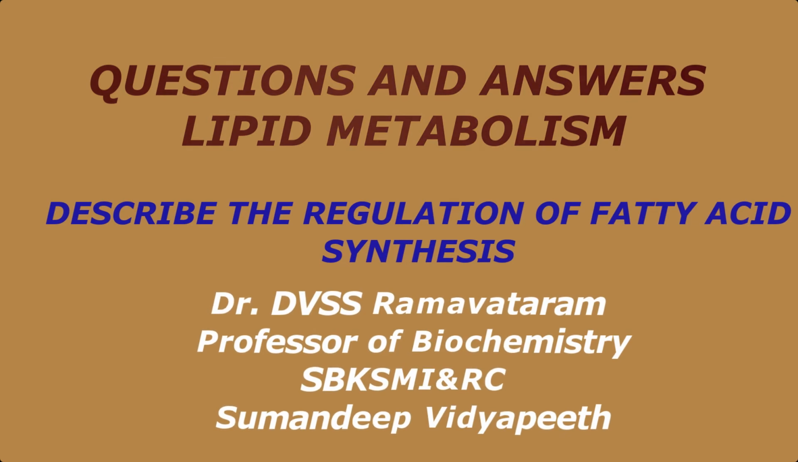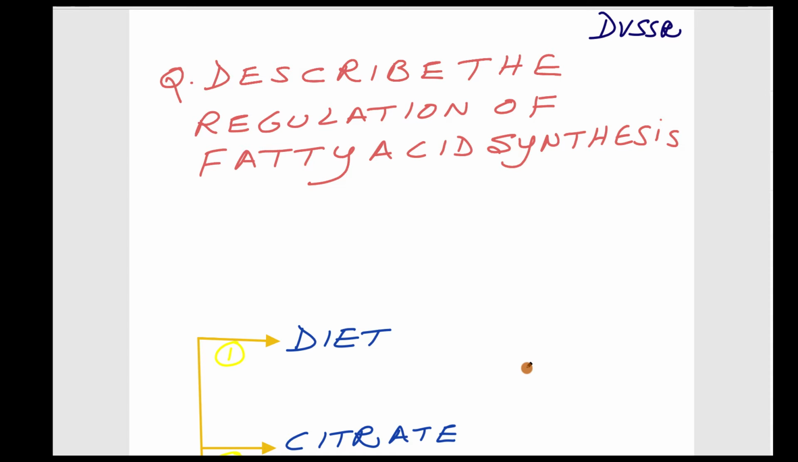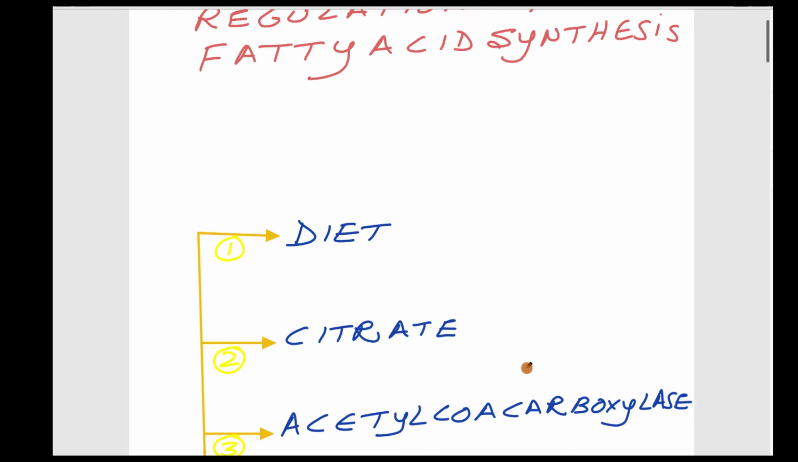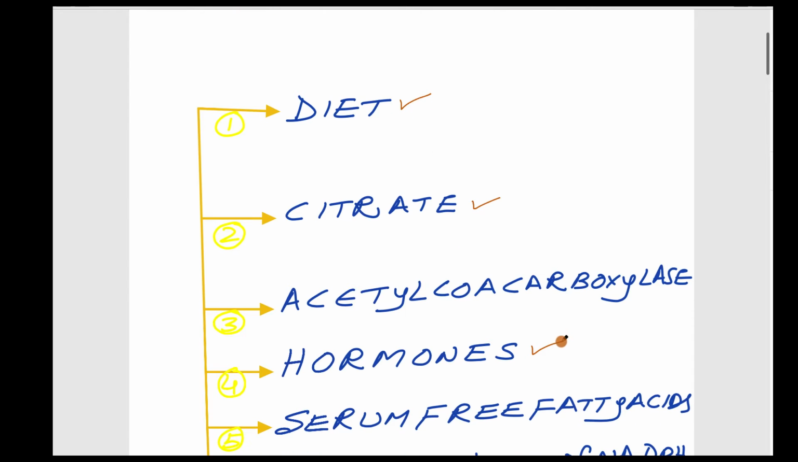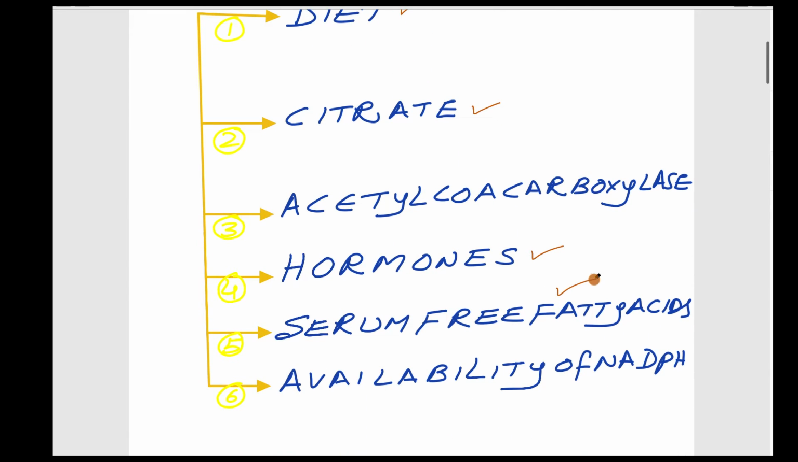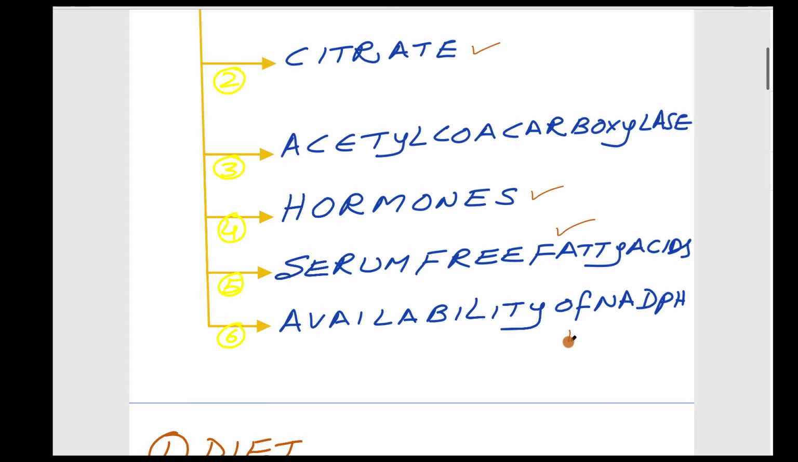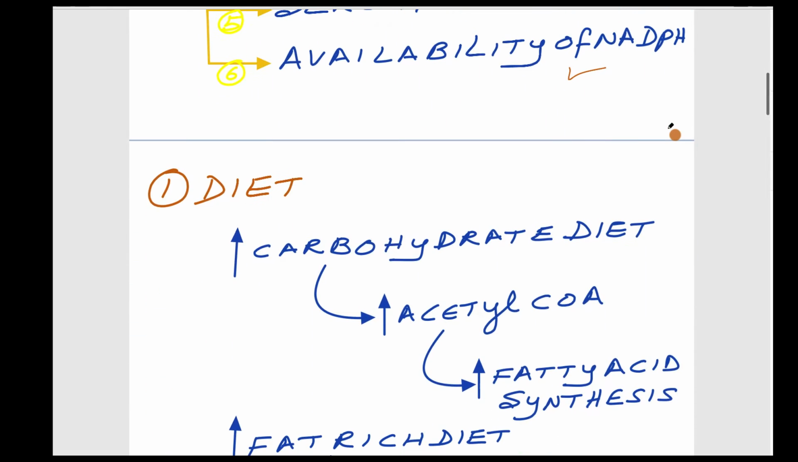In the question and answer session, today's question is: describe the regulation of fatty acid synthesis. Regulatory agents are diet, citrate, hormones, serum-free fatty acids, and availability of NADPH. Acetyl-CoA carboxylase is the regulatory enzyme.